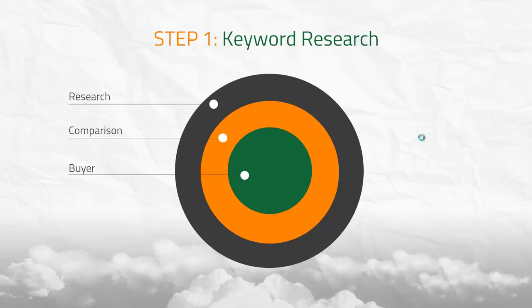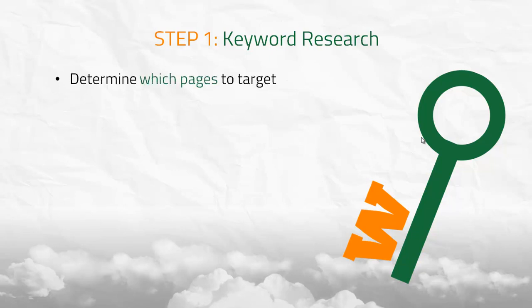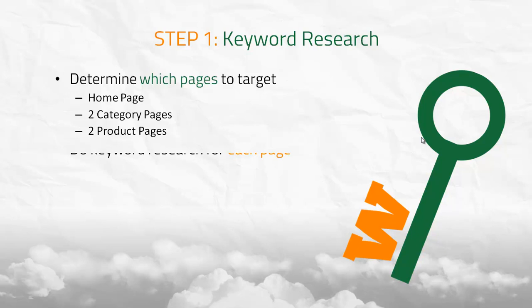Next, as far as keyword research goes, you want to do a couple things. First, you need to determine which pages you need to target. So after you've determined what pages you need to target, what we typically choose for you is the home page, 2 category pages, and then 2 product pages. Once we've chosen those pages, it's a matter of doing keyword research for each page.